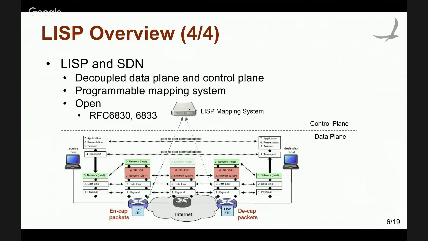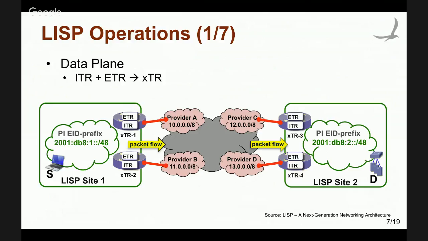There are already a set of RFCs which define this protocol, both the data plane protocol as well as the control plane protocol. So it's an open protocol. I will give some examples of how this LISP network works. Assume that we have two LISP sites, and in each LISP site we have one host. The source is here, and you want to send one packet from source to destination.